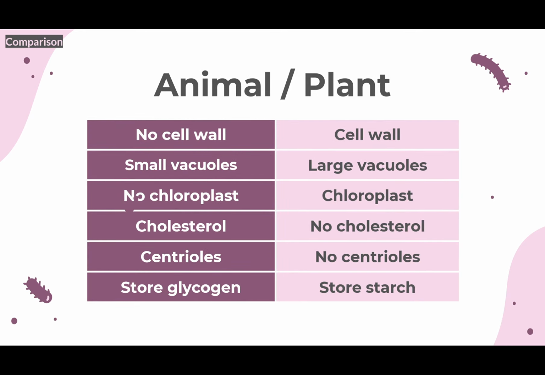And now in the last comparison we have the animal cell and the plant cell. You mostly know this, but this is just to summarize what I've already said. There's no cell wall in animals, there is a cell wall in plants. There are small vacuoles in animal cells and large vacuoles in plant cells. There are no chloroplasts in animals and chloroplasts in plants. There is cholesterol in the plasma membrane in animal cells, and there's no cholesterol in the plasma membrane in plant cells. There are centrioles in the animal cell, there are no centrioles in the plant cell.